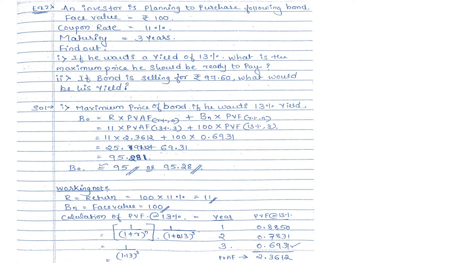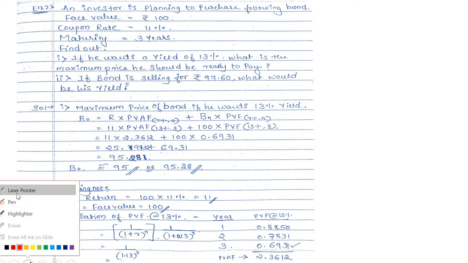Okay, next is: if the bond is selling for 97.60, what would be his yield. So if they are selling the bond at 97.60, then what is the yield, meaning what is the rate of return on that bond, that we have to calculate. Okay, so these are the two situations we have to find the answers for. First one is the maximum price of a bond if he wants the 13% yield.